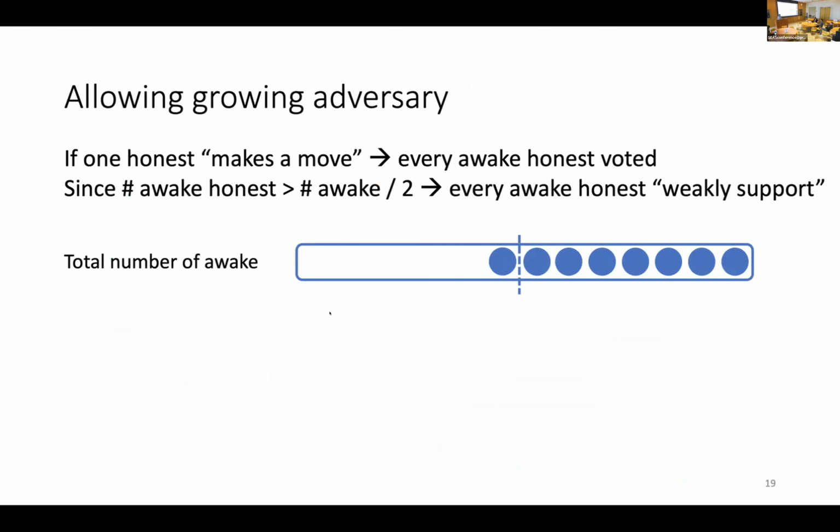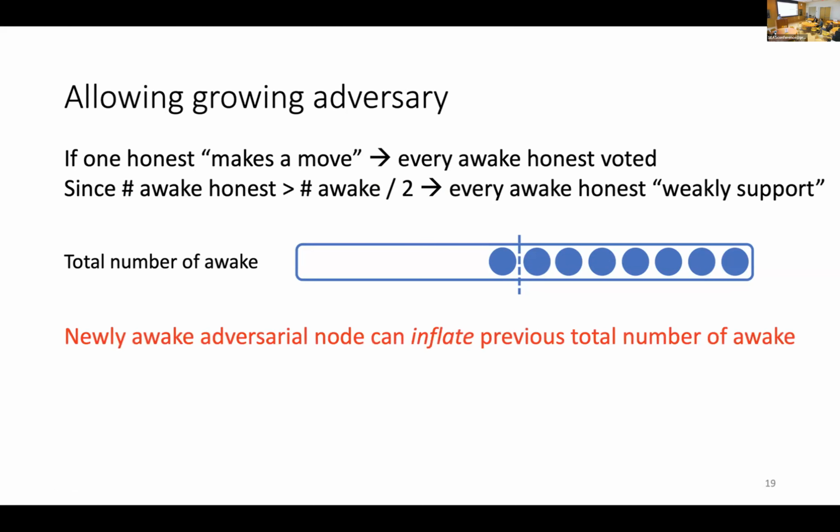Second, we can now allow a growing adversary. So why is the previous protocol not allowing a growing adversary? It's because the argument we used is that everybody votes. If everybody votes, then everybody will see enough votes that exceed half of their participation. But if the adversary starts growing, they can inflate the total number of participants. So back then, the participation was 50 and we got 30 votes. So that is a quorum.